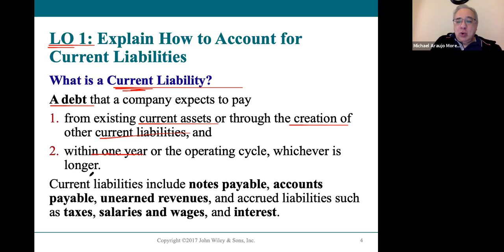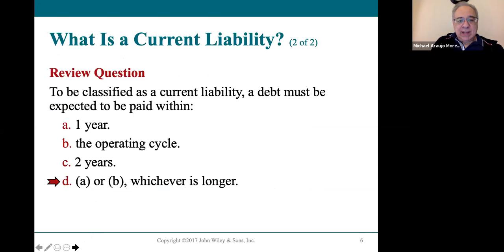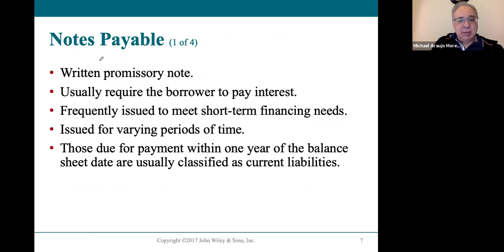You've already been introduced to a whole mess of current liabilities from your days working on the classified balance sheet. You already know about notes payable, accounts payable, unearned revenue, and a whole bunch of accrued liabilities like salaries and wages payable, interest payable, things like that. You are going to learn that it's a bit more expanded, a little bit more detailed than what you've already known. Several new accounts are going to be introduced to you tonight.